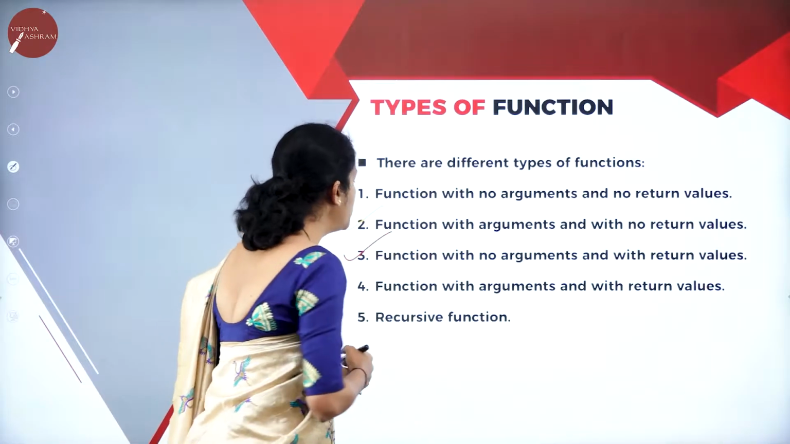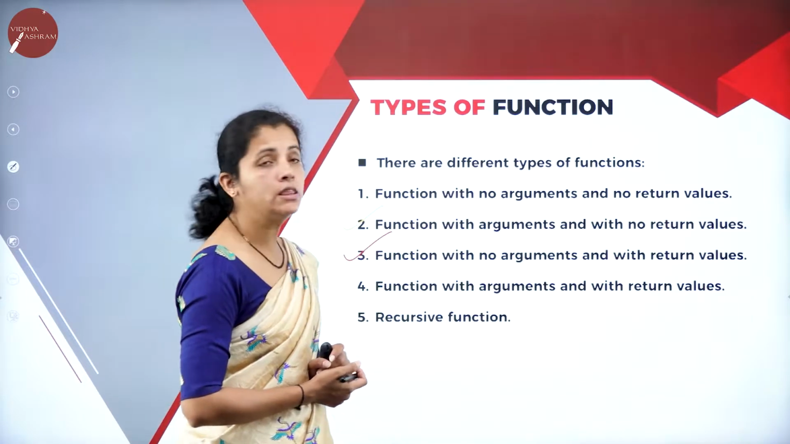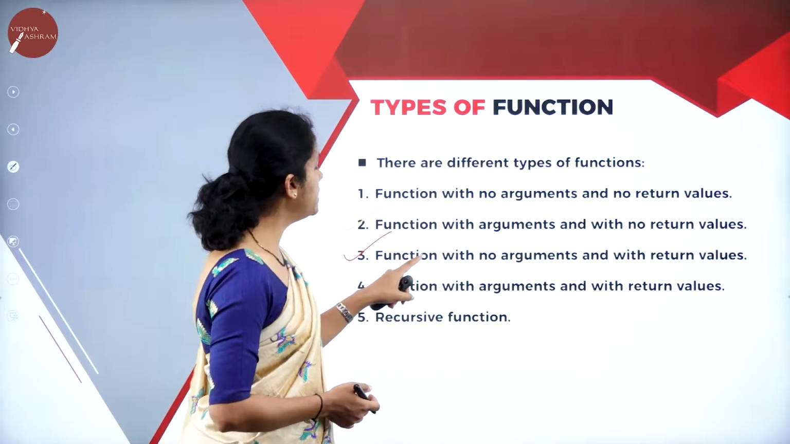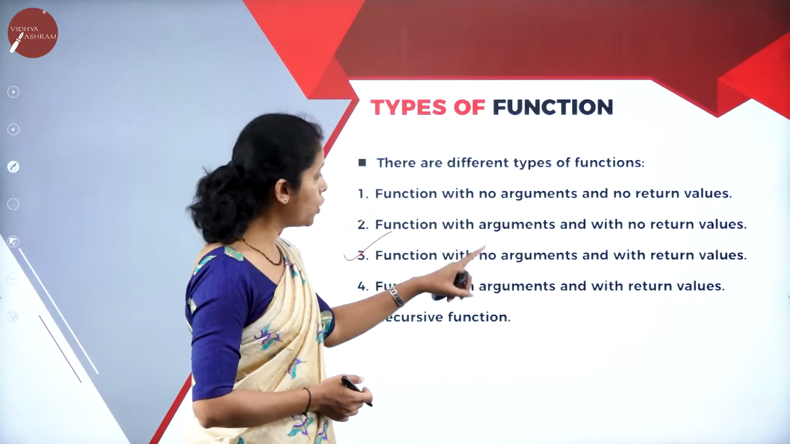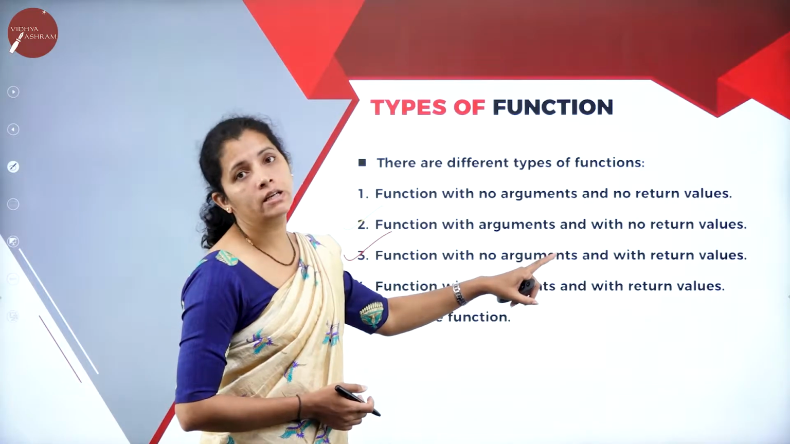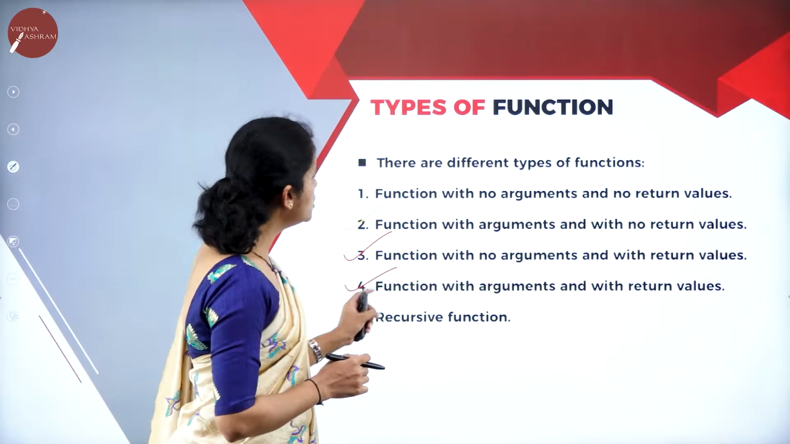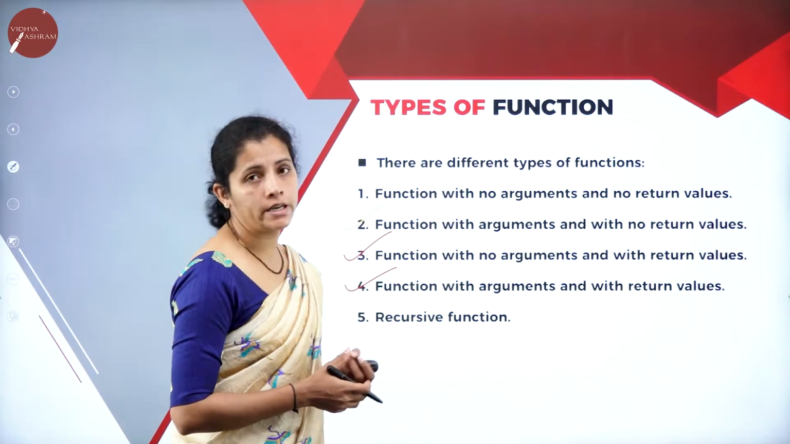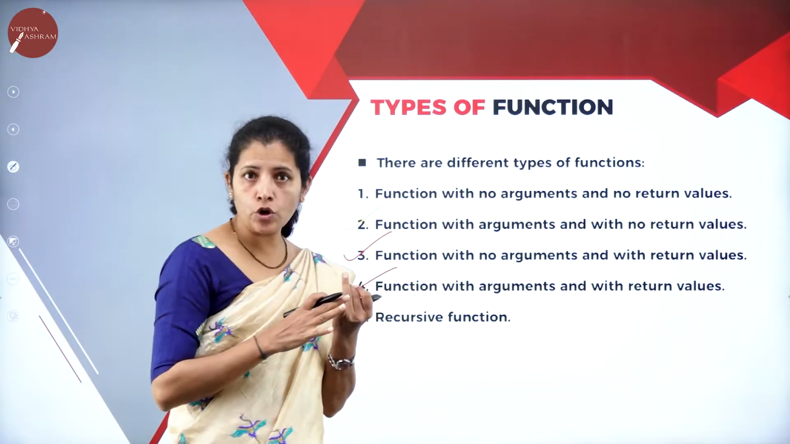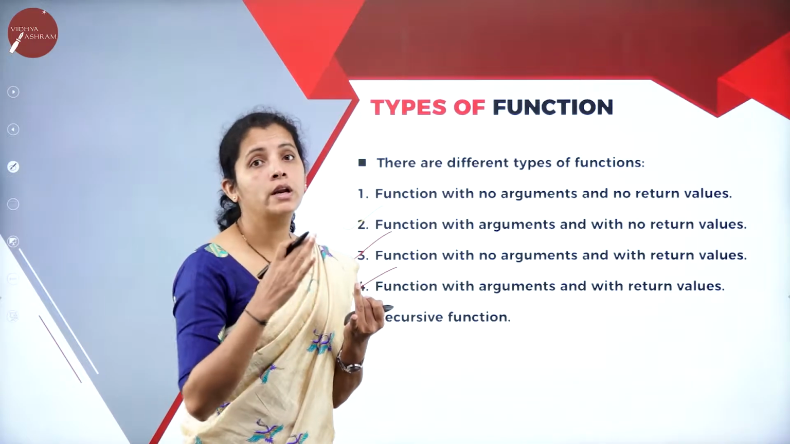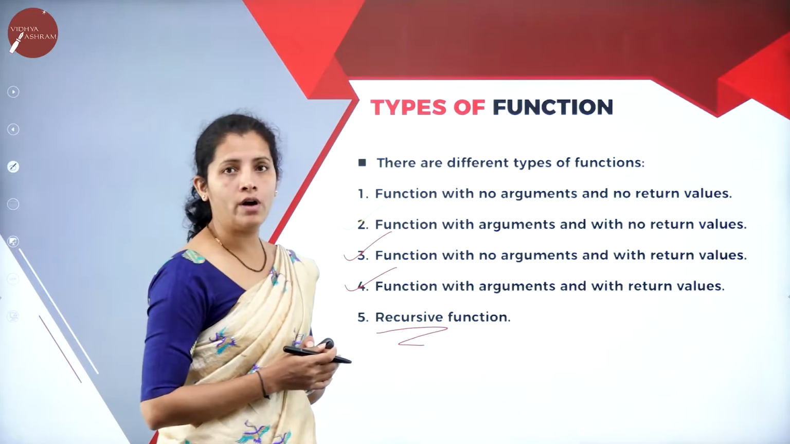Then the third type is functions with no arguments and with return type. As the name itself indicates, it does not receive any arguments, but it's going to return the value. The fourth type is functions with arguments and with return type. Here functions are able to receive the argument as well as return the value. And the last type is recursive function.